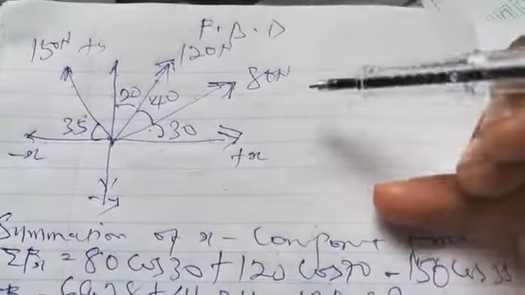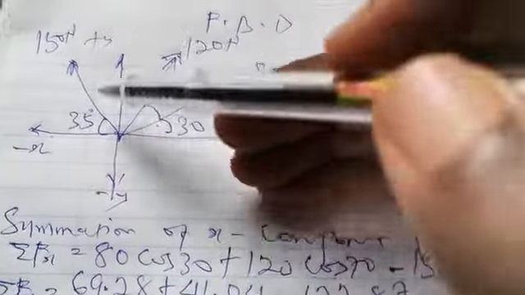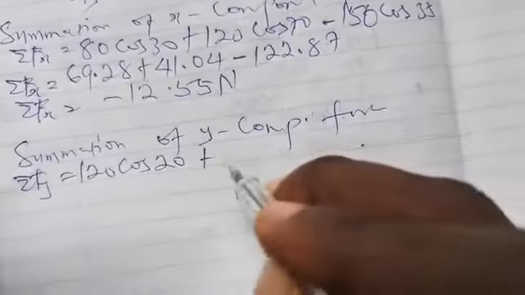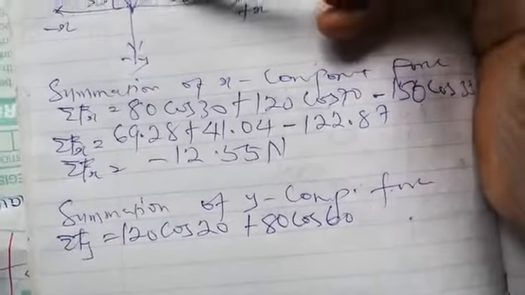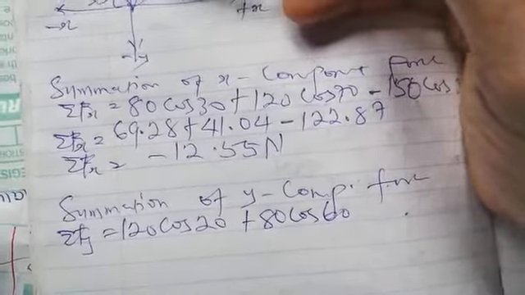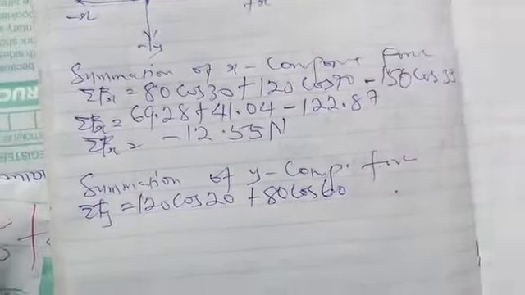Okay, so it's going to be this force times cosine of the angle it passes through. So we'll have plus 80 cos 60, because it passes through 20 plus 40, sorry, that's a total of 60 degrees.